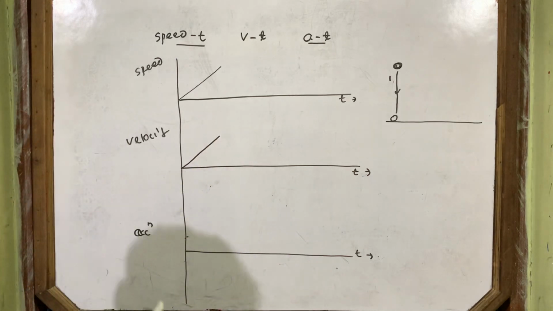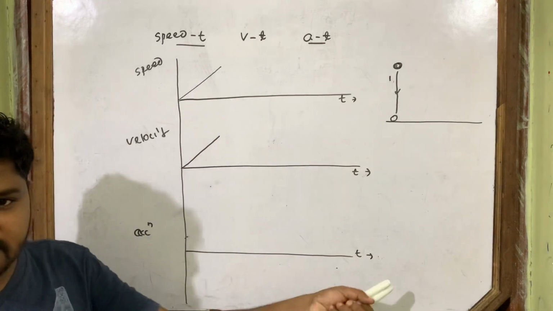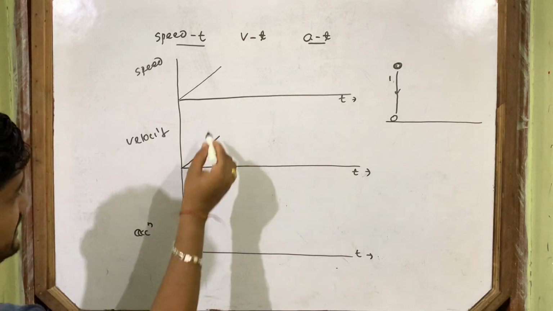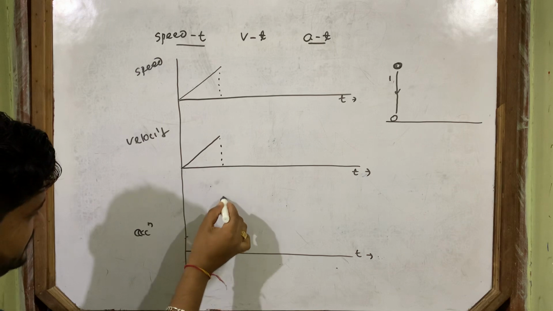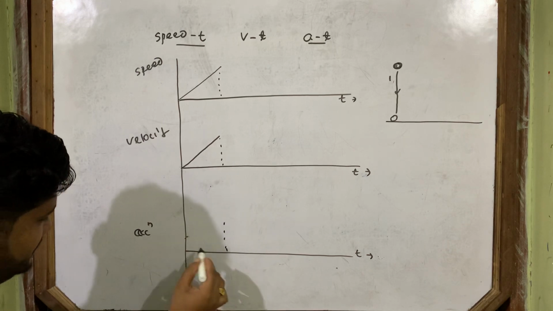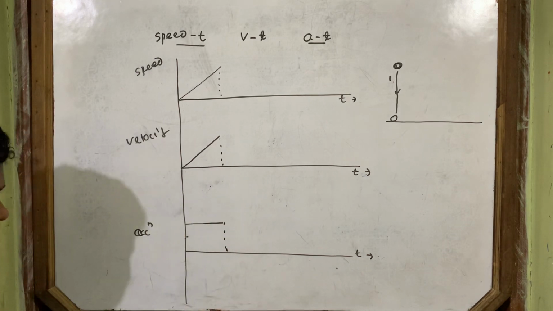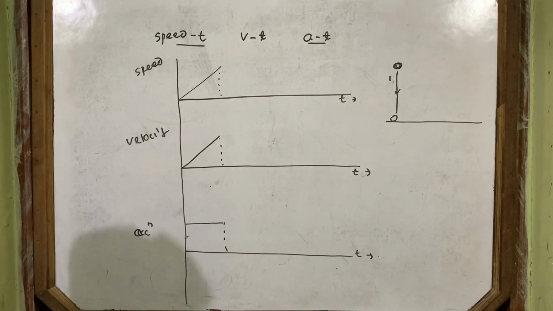And here the acceleration is constant, as for a freely falling object. Acceleration is constant up to this time. I am showing the time here, this line. So here the acceleration is constant. The first part is complete.